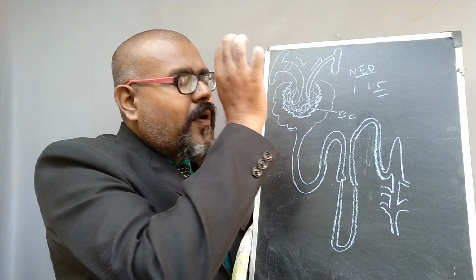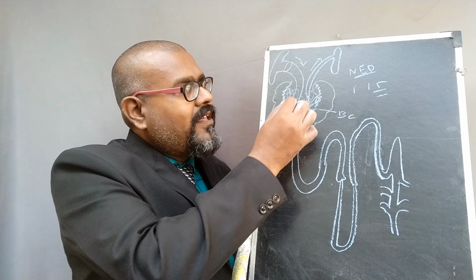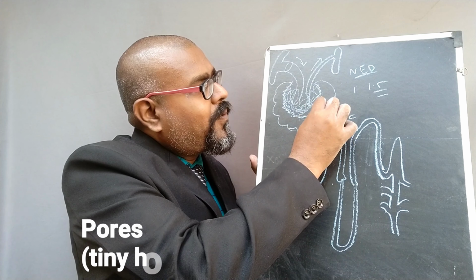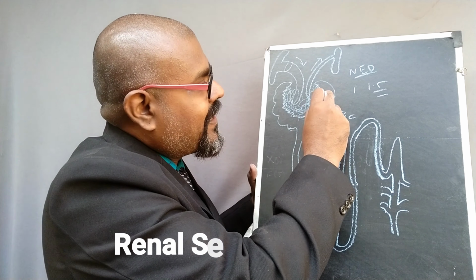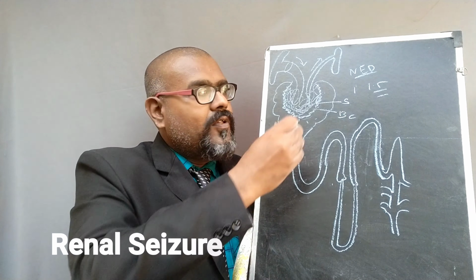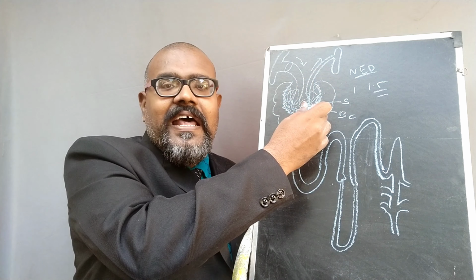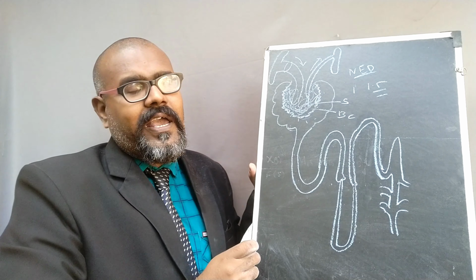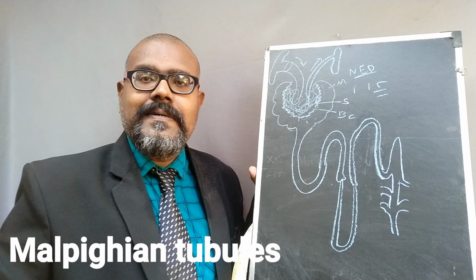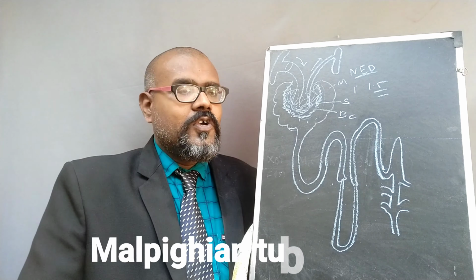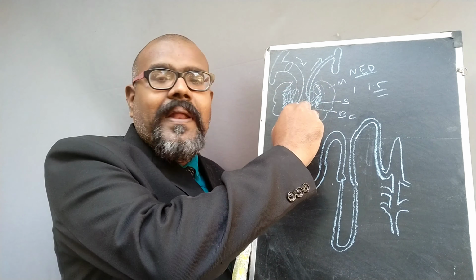At the inner layer of the Bowman's capsule, there are so many pores present. Those pores are called the renal corpuscles. Please remember. Through those pores only, the liquid carried from the afferent arteriole will enter into the next parts. Then this particular layer is called the Malpighian tubules. Please remember, Malpighian tubules. This Malpighian tubule will absorb all the things from this cup-like structure.